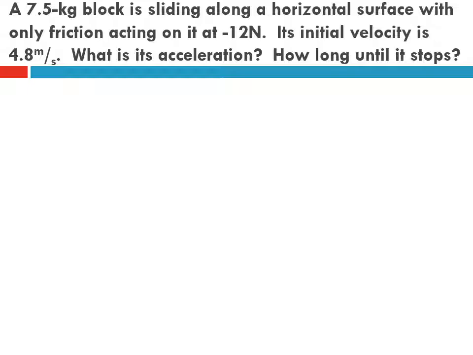But before we start with Newton's second law, we first have to start with a free body diagram. So we know that these are the forces that are going to be applied. Now notice normal force upward because it's along a horizontal surface, so that surface is applying an upward force. The object has mass, which means it has weight that's pulling downward, and then we have this force of friction acting on it at negative 12 newtons.